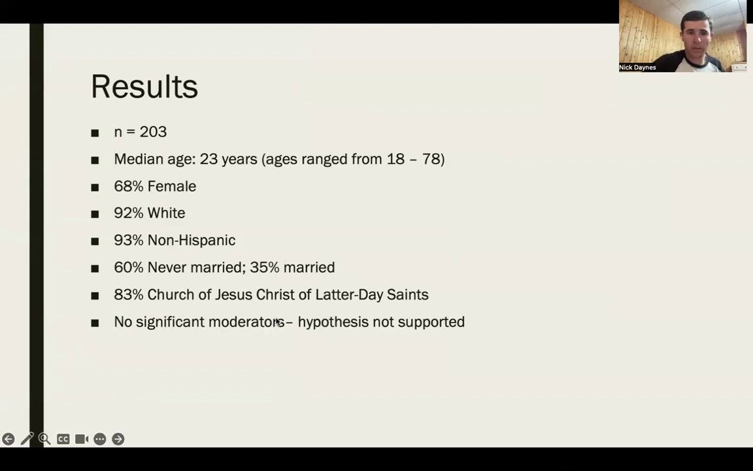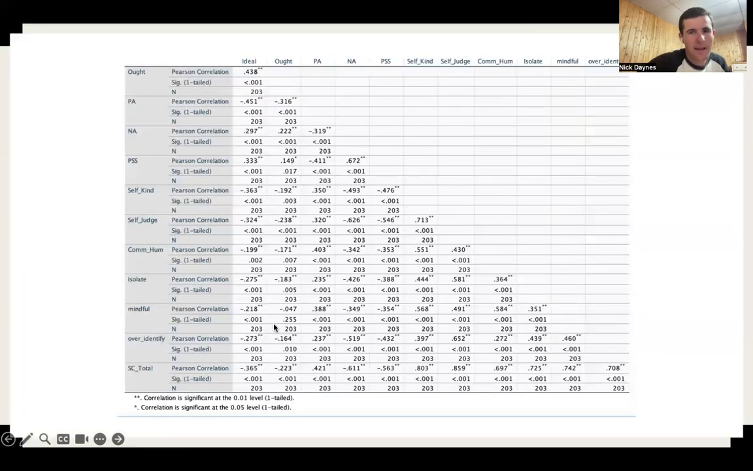The majority were members of the Church of Jesus Christ of Latter-day Saints. And self-compassion and all of its facets did not moderate the relationship between self-discrepancy and negative affect and perceived stress. So once again, I did not find what I was looking for, and that's always discouraging. But on the flip side, there are some interesting correlations that you may be interested in. And I would encourage you to pause the video and just look through this and see what we found.